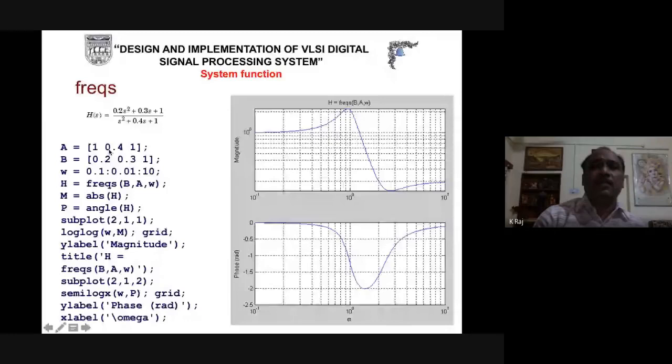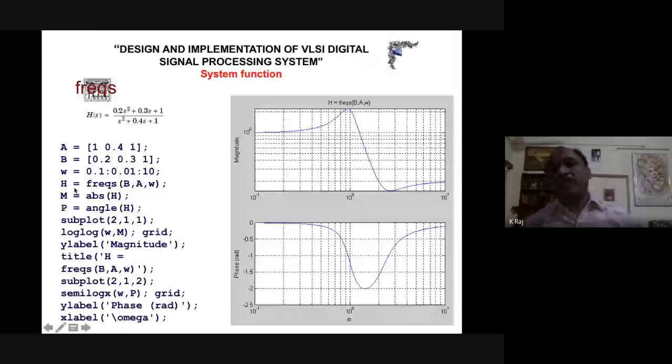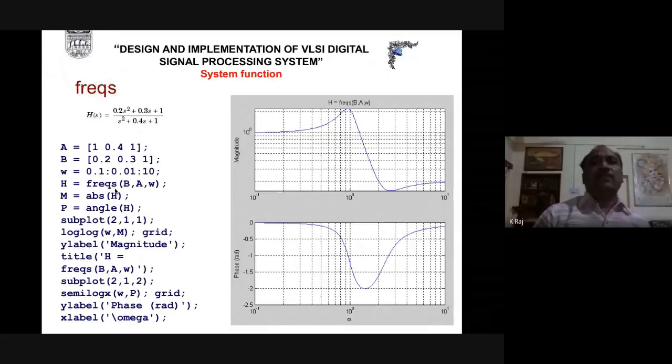After A is described, we terminate with a semicolon. Similarly, B is described, associated with the numerator. Then the frequency range has to be considered. We have considered a frequency range of 0.1 to 10 with a step of 0.01. Then we use the command we discussed at the very start, the freqs command, which will be utilized to get the amplitude response and the phase response, that is, the frequency response of the analog system.